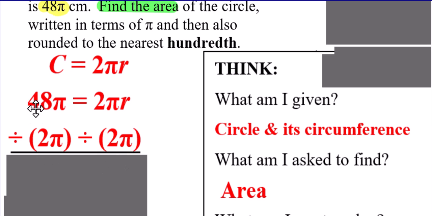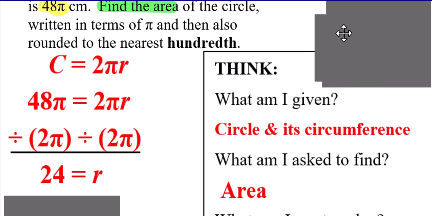You can use your calculator right now. 48 times pi divided by, in parentheses, 2 times pi, and you will get 24. Really? Well, perhaps I should tell you a little something that's cool. If your circumference has pi, and you're dividing by 2 pi, the pi actually divides out the other pi. Some teachers will say they cancel themselves out. I'd like to say they divide themselves out, because pi divided by pi is 1.